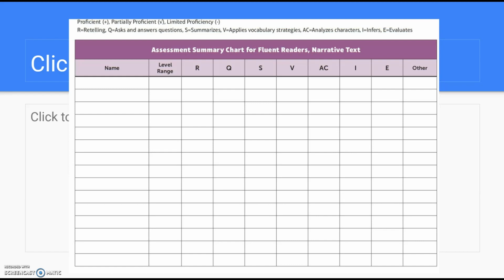The letters above represent different things. R is for retelling, Q is for asks and answers questions, S is for summarizing, V is for applies vocabulary strategies, AC is analyzing characters, I is infers, and E is evaluates. The informational text chart also has AR, which is analyzes relationships and comparing and contrasting in cause and effect. It also has TF, which is text features, and TS, which is text structures.